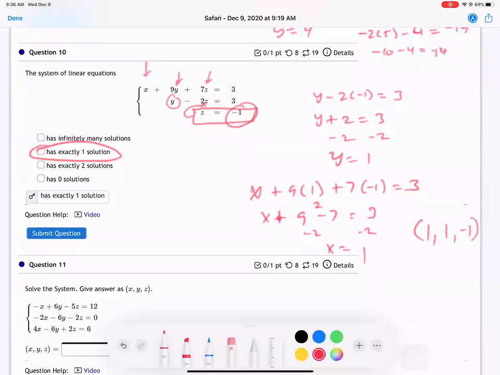1, 1, negative 1. So these aren't three solutions. This is one solution. We had a situation where this could be infinitely many solutions or zero solutions. In Algebra 2, we'll almost never end up with zero solutions. It will be like three planes that were sitting on top of each other, which we won't get. But infinitely many solutions is if two of these, for instance, were exactly the same equation, and they end up canceling out to be 0 equals 0.